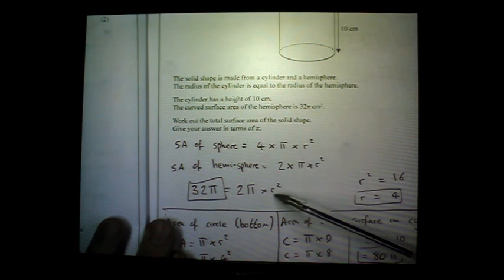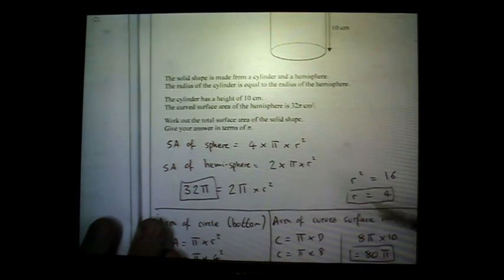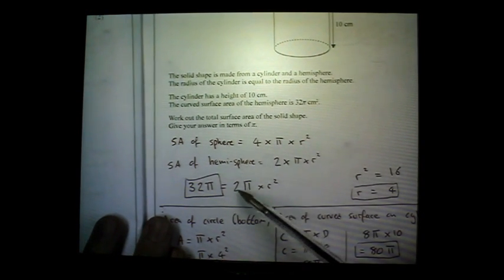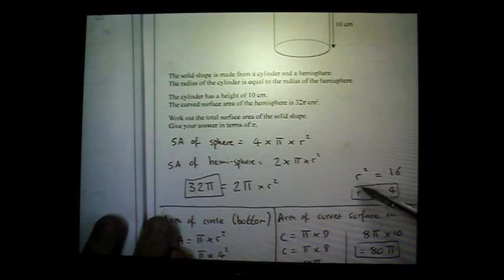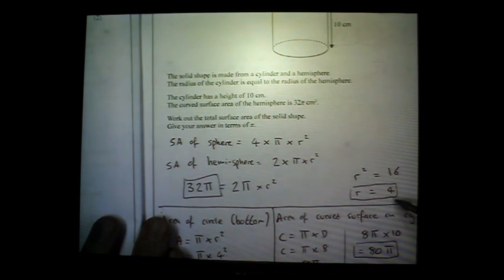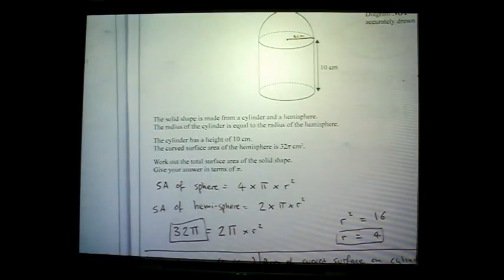And we're trying to work out what the radius is here, because if we can find the radius of this, we can work out the radius of the cylinder, and then we can start working some stuff out from there. So 2 pi times what will give you 32? Well, it's times 16. So r squared is 16. So you need to square root it. That means r is just 4. So the radius is 4 centimetres, and we can put that on, 4 centimetres.